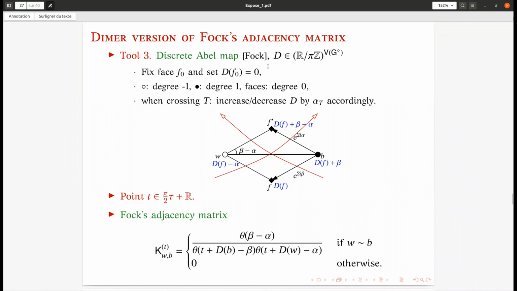So it's defined on faces, on vertices of the quad graph, and basically you fix a base vertex where you set the discrete Abel map to be 0, and then you increase or you decrease by the angle of the train track you're crossing, and the fact that you increase or decrease depends on whether your vertex is white or black or of this kind. Okay, so you see here we're crossing alpha, so we're doing minus alpha. Here we're crossing beta. This has angle beta, and so we're adding beta, and it's a consistent mapping.